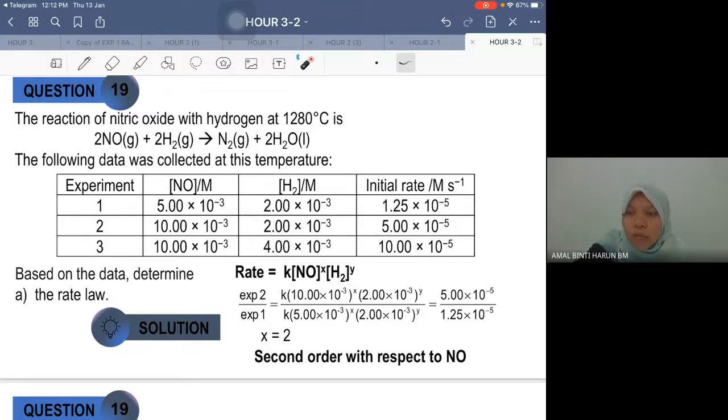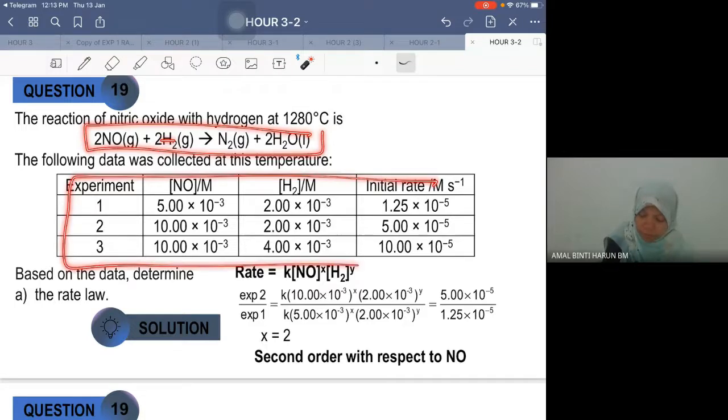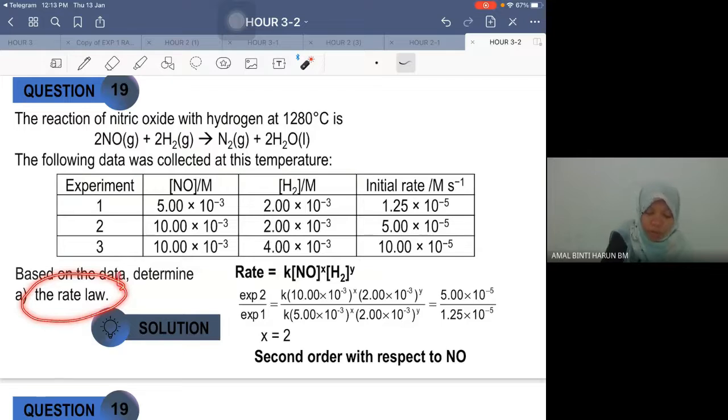Okay. Sekarang, tak ada soalan. 19. Tengok eksperimen ini. Lepas tu dia bagi data. Lepas tu dia kata rate law. Kita tulis rate law. Tapi rate law mesti ada rate equal to K concentration of reactant. Each reactant must be powered by their respective order. So sekarang tugas kita mencari order bagi setiap reactant.